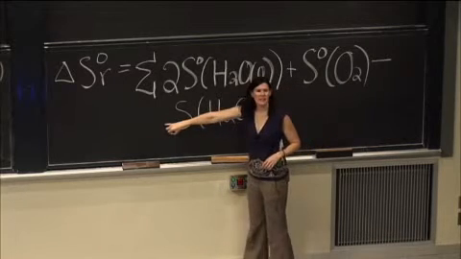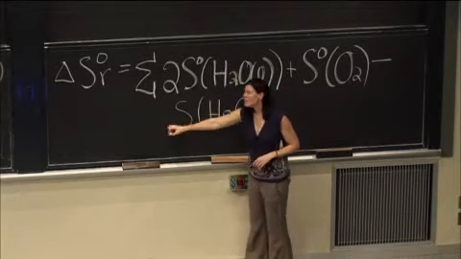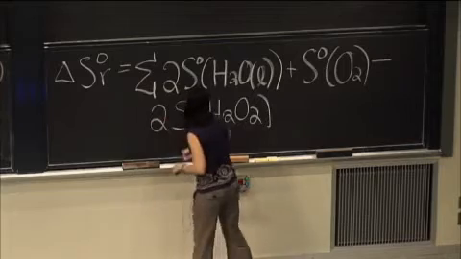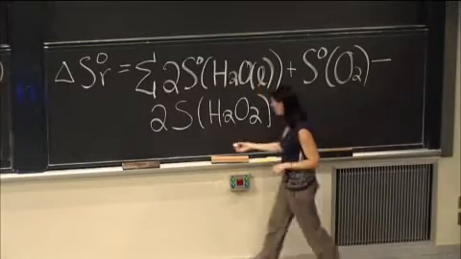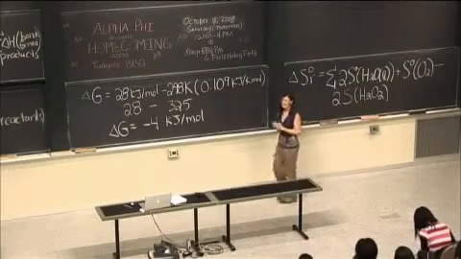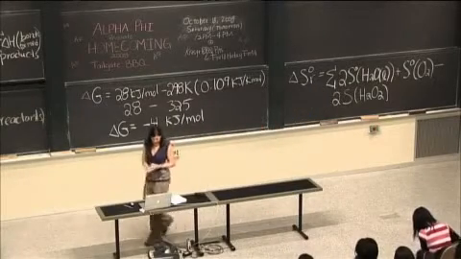And do we need to put anything out here for this? 2, yeah, because there's 2 moles there. So water plus oxygen minus hydrogen peroxide. Let's hope I at least got the values right.